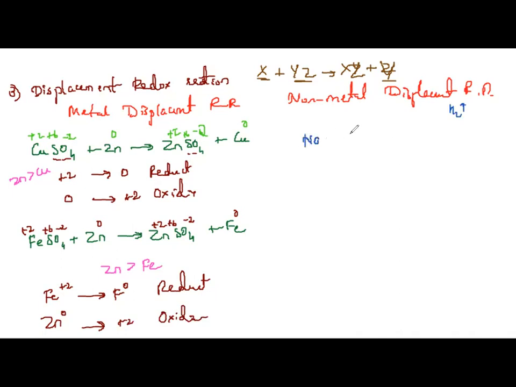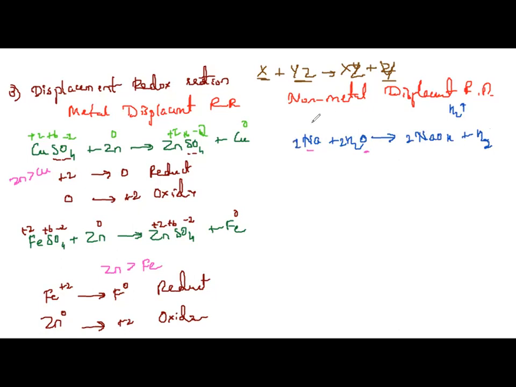Na plus H2O. A non-metal has to be displaced. Which is the non-metal here? Oxygen has to be displaced. It will be displaced by sodium. So what do I get? NaOH plus H2. Let me balance it. 2 2s are 4, so 2 here, 2 here.